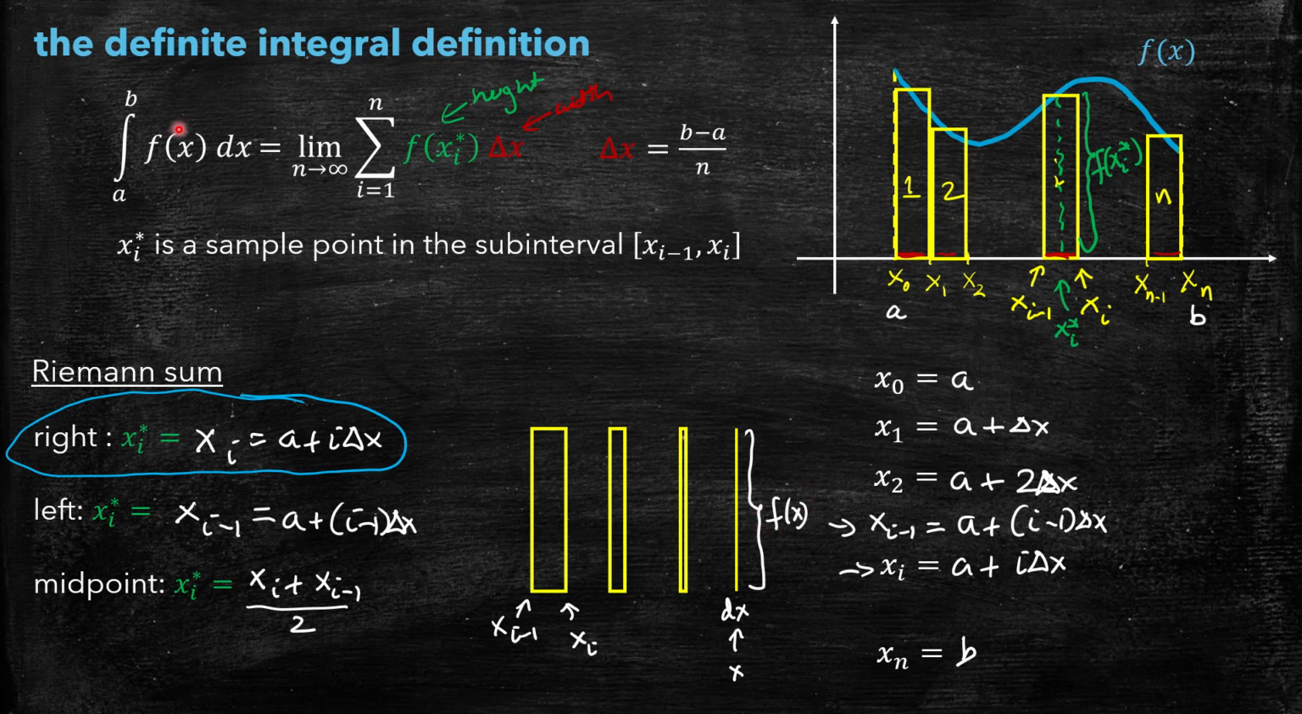So f of x is up here, it's the height of a rectangle with infinitely small width, dx. And of course, if we added up all those values infinitely many times, we get the true area under the curve.